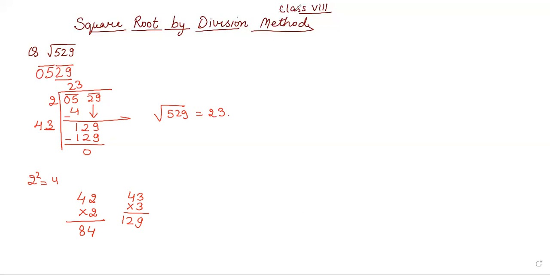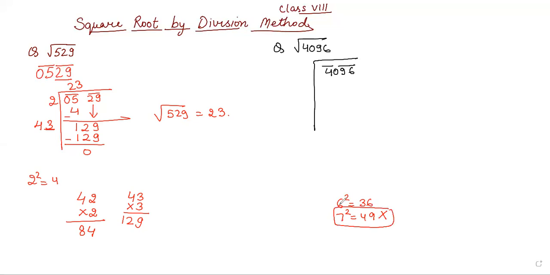Let's do one more example. Square root of 4096. Now to find the square root of 4096, put the bar from one's digit. First pair is 96, second pair is 40. Now think of a number whose square is equal or less than 40. So 6 square is 36, 7 square is 49. So 49 is greater than 40, so we can't take 7 square.